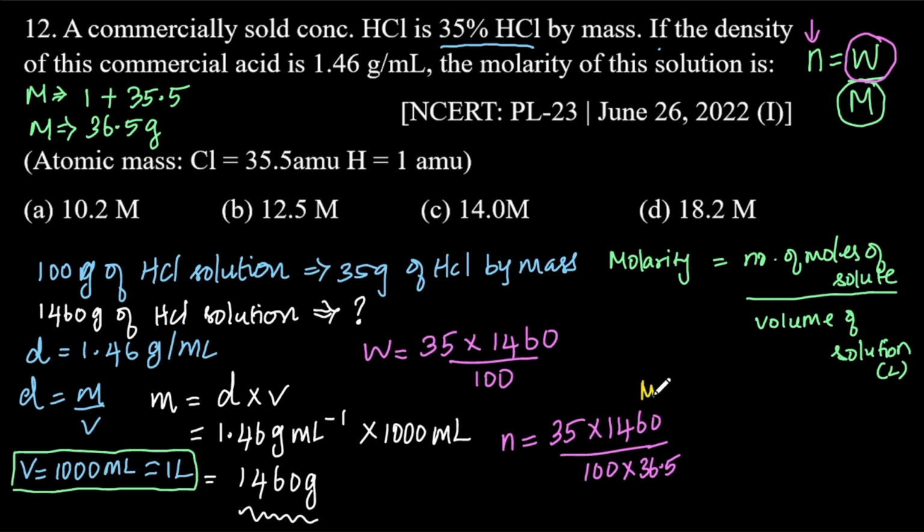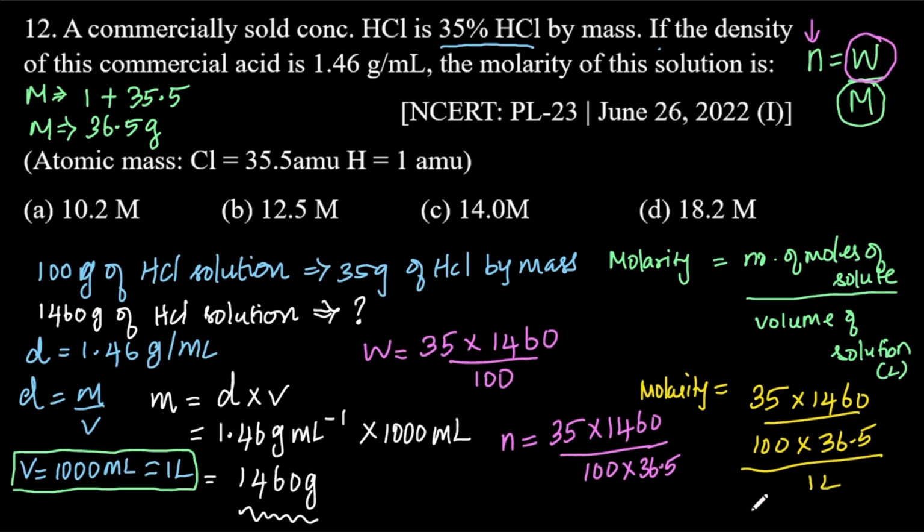So molarity is equal to number of moles of solute by volume of solution. Now the number of moles of the solute we already got, 35 into 1460 whole divided by 100 into 36.5. Now everything is divided by volume of the solution, that is 1 liter. So when you solve this, you will get the answer as 14 and the unit is capital M. So the correct option is option C.